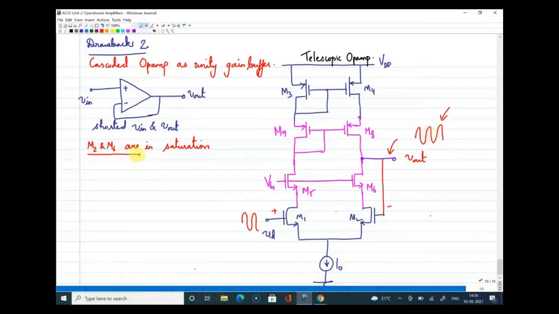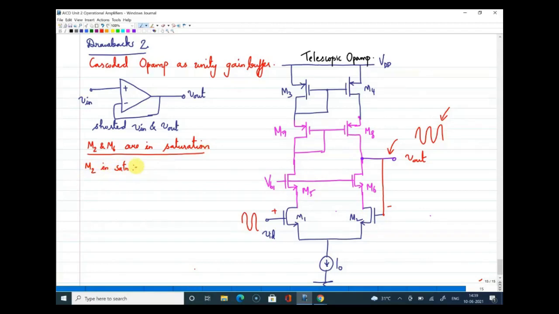All right. So my first job is to see whether the transistors M2 or M6 are maintaining the saturation condition, or we should enforce that condition now. So let me check for M2. For the transistor M2 to be in saturation, what is the condition that I need to be maintained?